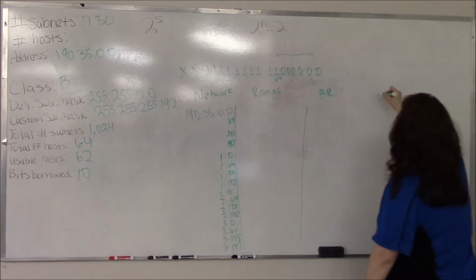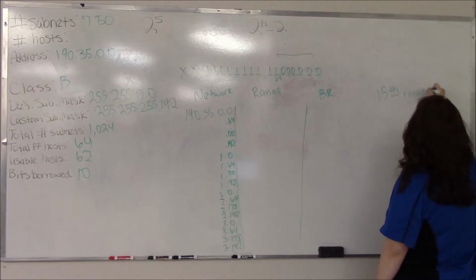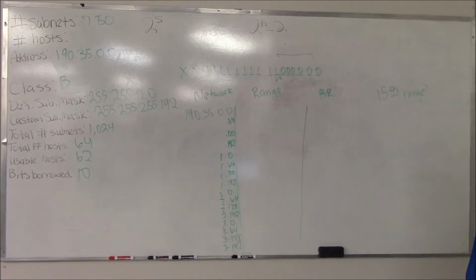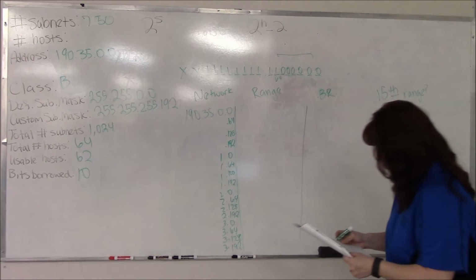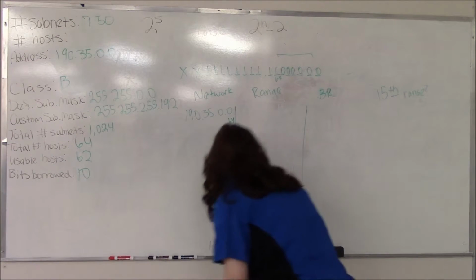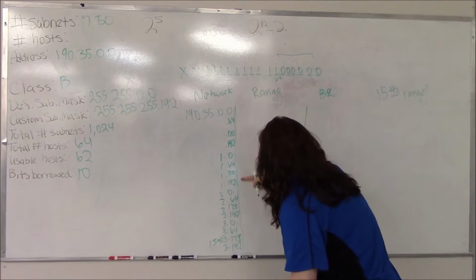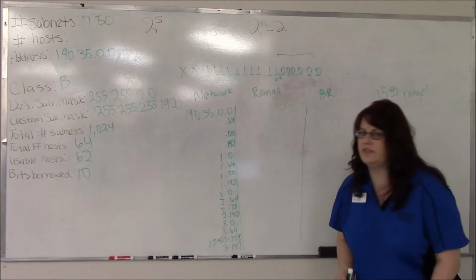Okay, first question, what's the 15th subnet range? Which one is the 15th one? 190.35.3.128. Yes, that's the 15th. 1, 2, 3, 4, 5, 6, 7, 8, 9, 10, 11, 12, 13, 14, 15. That's the 15th subnet, okay?